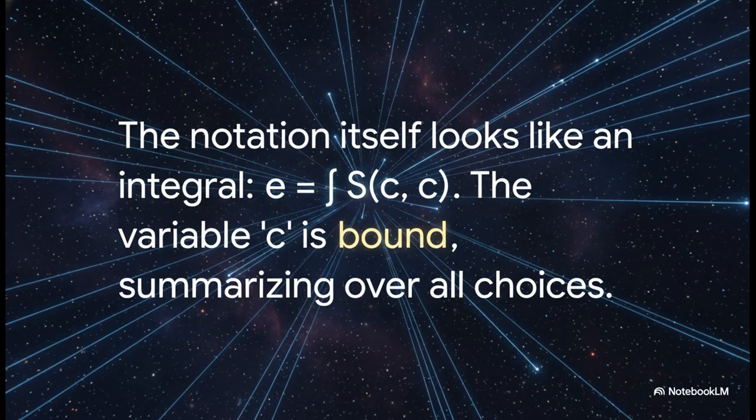MacLane didn't pick the integral symbol by accident. Just like the x in the integral of f of x dx, that little c is bound. It's a placeholder. This notation is a huge clue that we're no longer looking at individual objects one by one. Instead, we are summarizing or accumulating information over all the possible choices of C across the entire category.